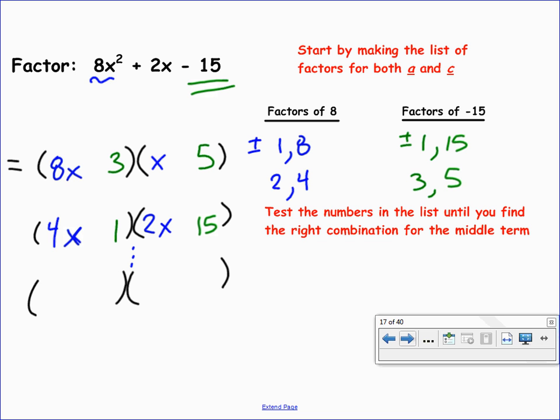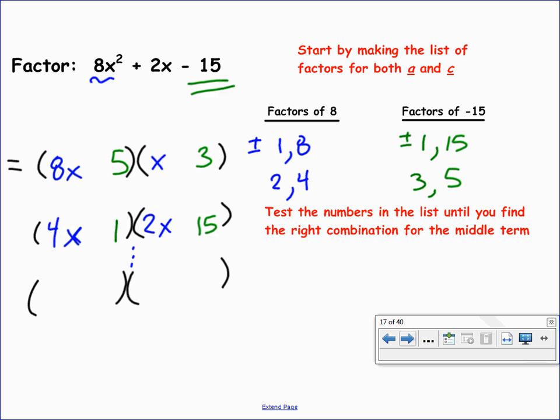If I tried a 3 and a 5, now my outer product would be 8x times 5. That's 40x. My inner product would be 3 times x. That's 3x. Would 40x and 3x combine in addition or subtraction to get me to 2x? No, so it can't be this placement either. Now you might be thinking, well, we're not doing very well. But each time we get a wrong placement, that's one step closer to the correct placement. So I'm going to go ahead and flip these and see if we are now going to get a winning combination.